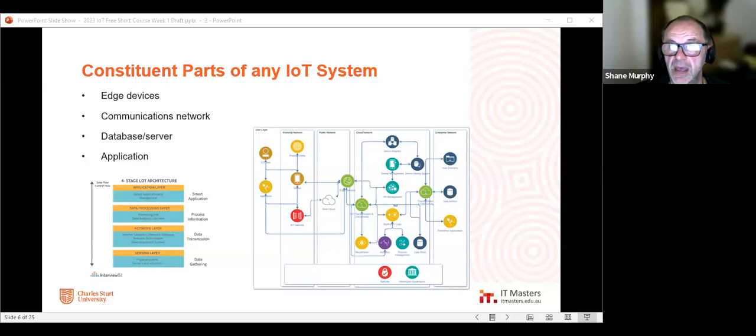Exactly. The other question somebody's asked here, does Bluetooth also count as a network for IoT? It does indeed. It is one of the PANs, the personal area networks, and I think I might have passed it by when I mentioned the PANs.